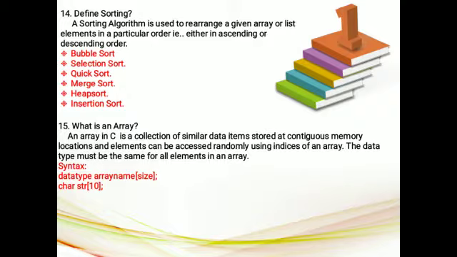What is an array? An array in C is a collection of similar data items stored at contiguous memory locations, and the elements of the array can be accessed randomly using the indices of the array. The data type must be the same for all elements in an array. Syntax: data type, array name, [size]. Example: char str[10], where char is the data type, str is the array name, and 10 is the size.